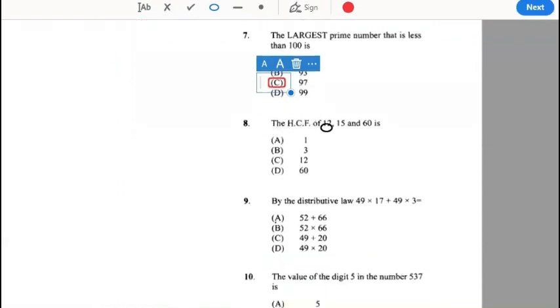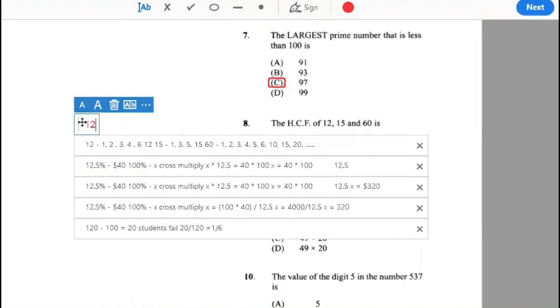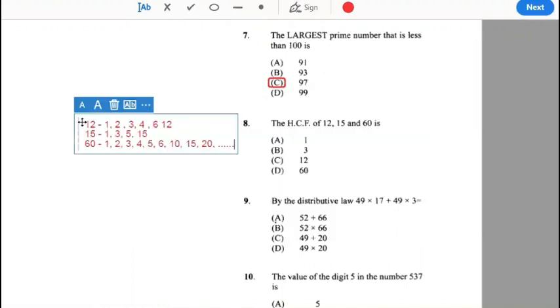The highest common factor of 12, 15, and 60 is, so it pays to know what common factors are. So common factors of 12: 1, 2, 3, 4, 6, and 12. Common factors of 15. Factors of 12, and then factors of 15. Factors of 60, this is not complete, etc.